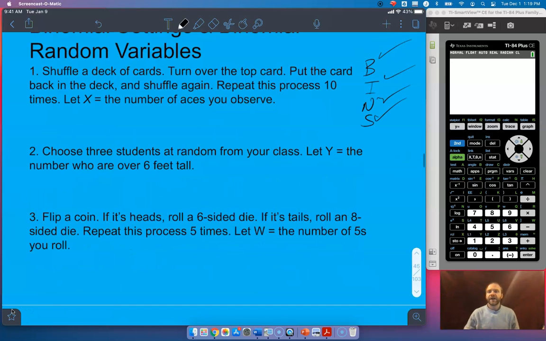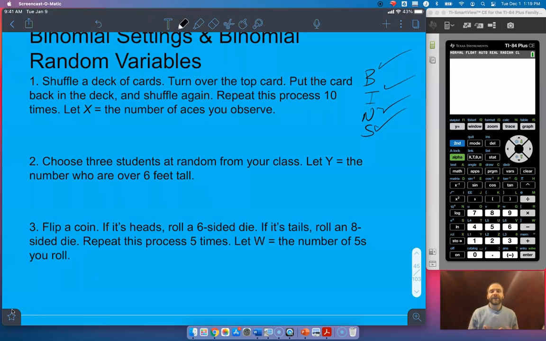I'm good at this. Choose 3 students at random from your class, and let Y equal the number who are over 6 feet tall. Is this binary? If I'm looking at students, they're either going to be over 6 feet tall or under 6 feet tall. So I think I can define this as two categories, success being over 6 feet and failure being under 6 feet.